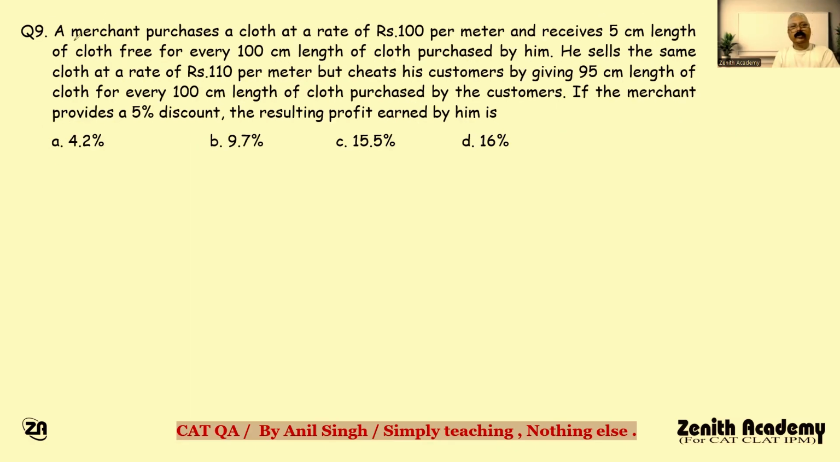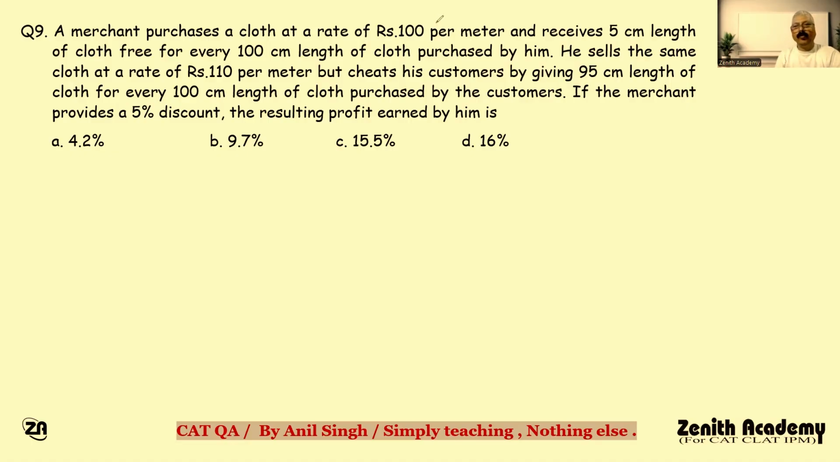Question. Here in this question, a merchant purchases a cloth at the rate of rupees 100 per meter and receives 5 centimeter length of cloth for every 100 centimeter length of the cloth purchased by him. He sells the same cloth at the rate of rupees 110 per meter, but cheats his customer by giving 95 centimeter length of cloth for every 100 centimeter length purchased by the customer. If the merchant provides a 5% discount, the resulting profit earned by him is.